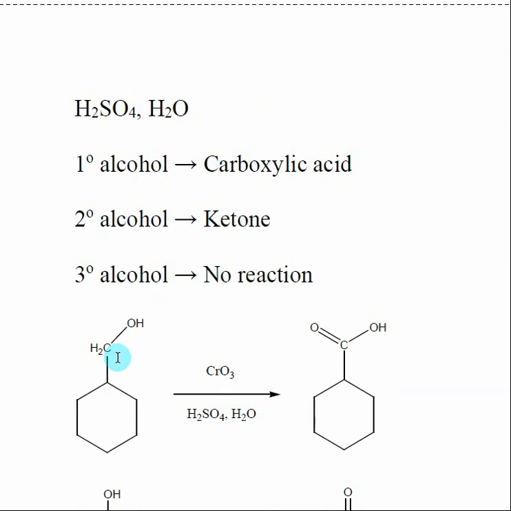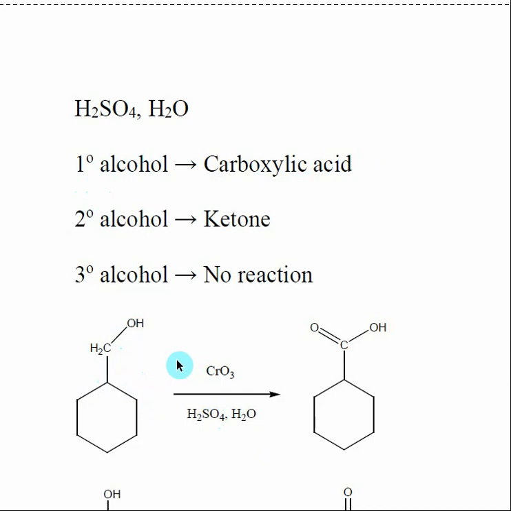I'm starting with a primary alcohol. So when I look at this, I see my oxidizing reagent, chromium trioxide. I say I'm doing an oxidation. The first thing I want to do is ask, what kind of alcohol do I have? And this is a primary alcohol. This one's a little tricky. My carbon attached to my oxygen is attached to one other carbon. So this is primary. These other carbons don't matter at all. So when I do an oxidation reaction to a primary alcohol, what I end up forming is a carboxylic acid.